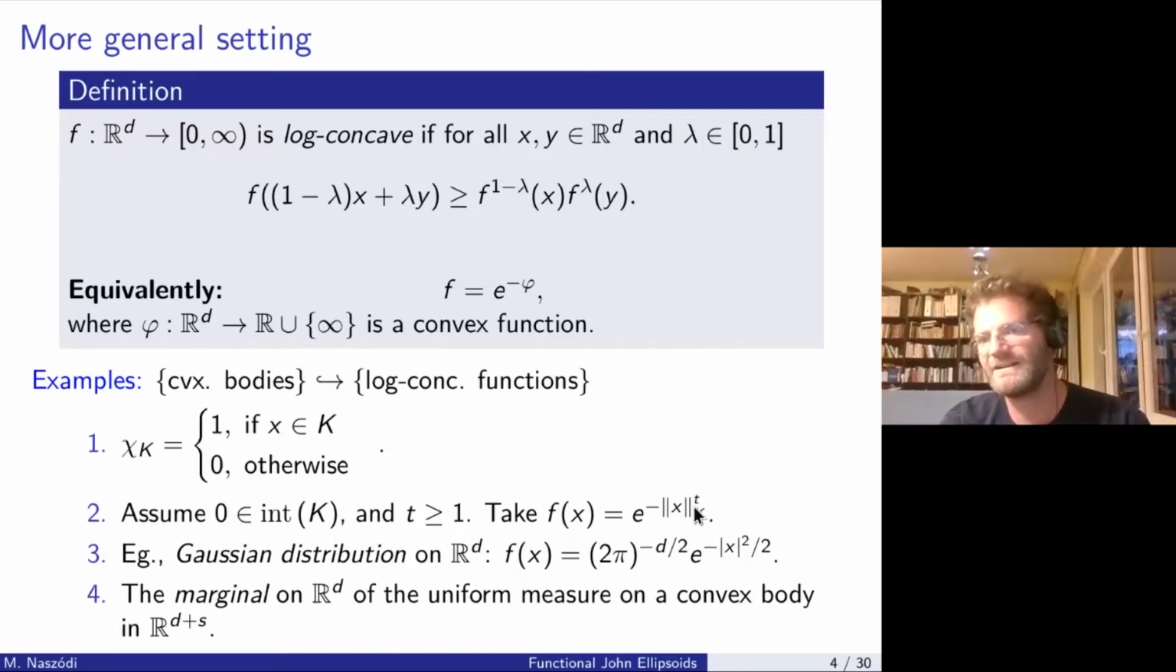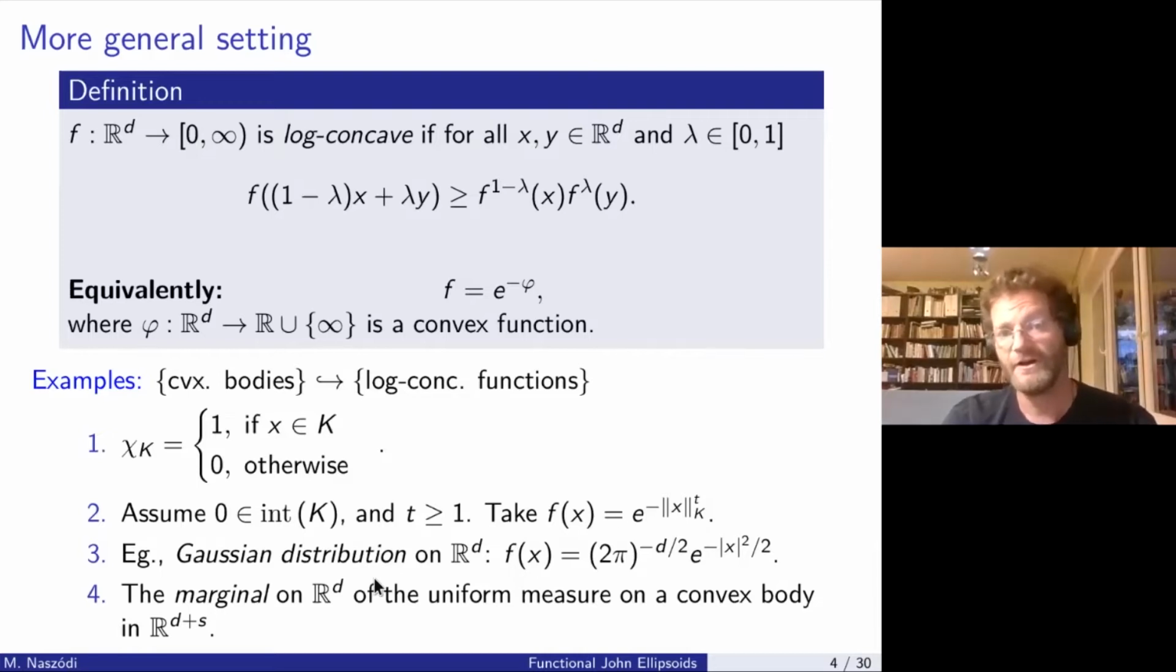And you can put a little t here as an exponent, and this thing in the exponent will still remain a convex function. So one particular example is when your body K is just a Euclidean ball. And then you put e to the minus x squared, and then this expression will be e to the minus x squared. And just so that it looks more familiar, we put this division by 2 here, and also some constant factor here, and then you immediately recognize the Gaussian distribution, the normal distribution. So that's again, based on this little fact, a logarithmically concave function.